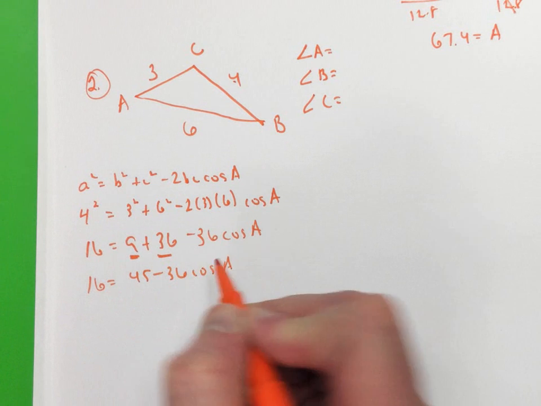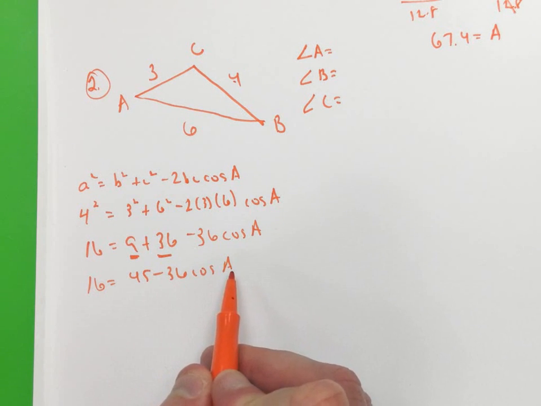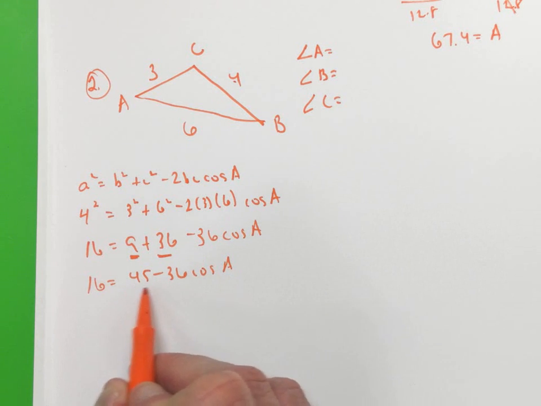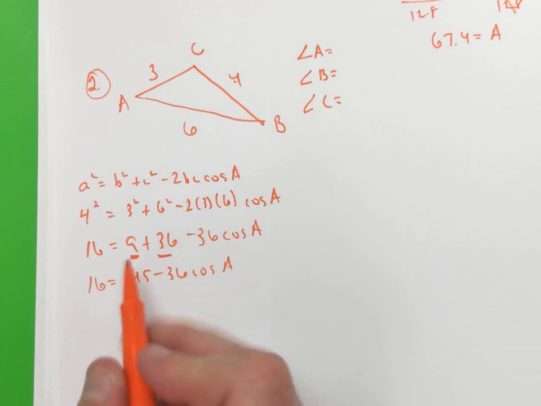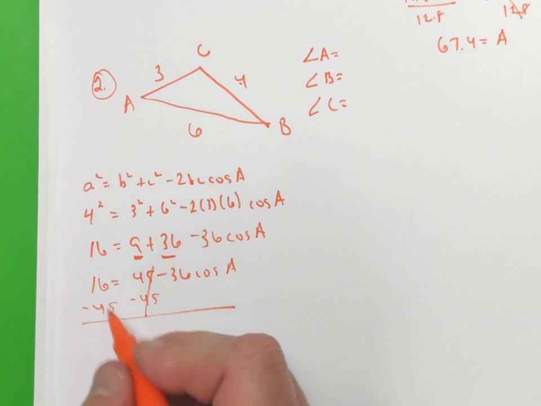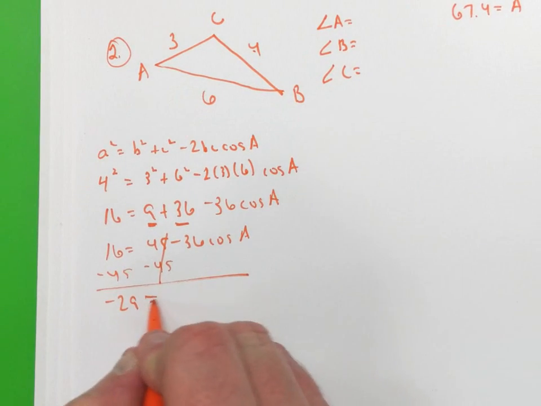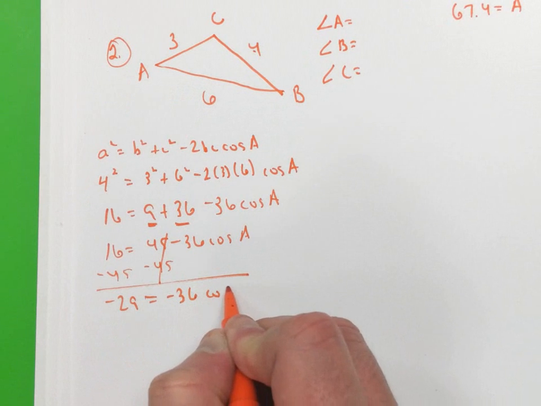Don't you dare do this. You see it's 45 minus 36 cosine A. That's not equal to 9 cosine. These are not like terms. Please don't put 9 cosine A. What you can do now is you want to get this variable by itself, so you're going to move that 45 over. It becomes a negative 45. Okay? That gives me negative 29 equals negative 36 cosine of A.